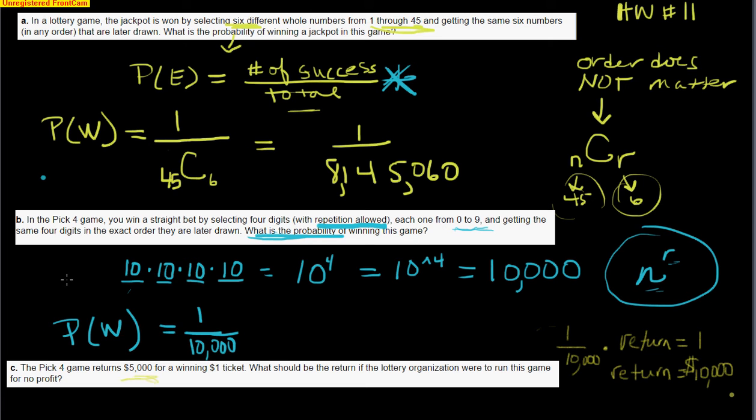However, they only pay $5,000, and that's how, quite often, lotteries make so much money for the state or for whatever it is that they're running a lottery for, because they never pay out the one-to-one return. The risk you take is much greater than the payoff you'll ever get. So go ahead and try a problem like that. Good luck.